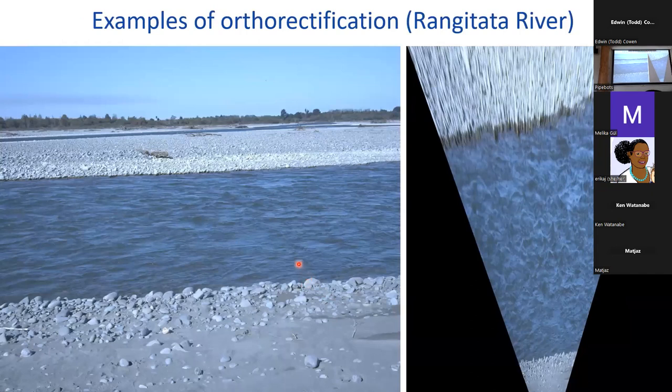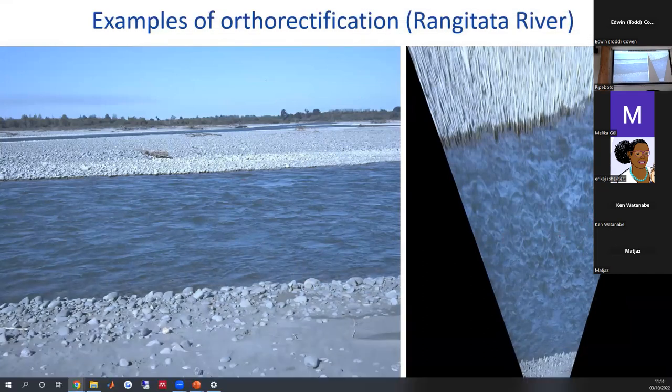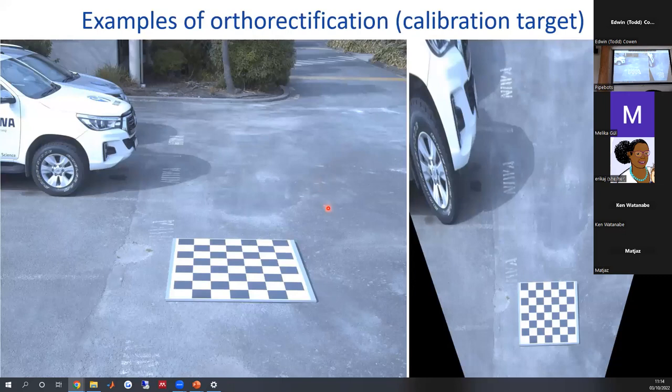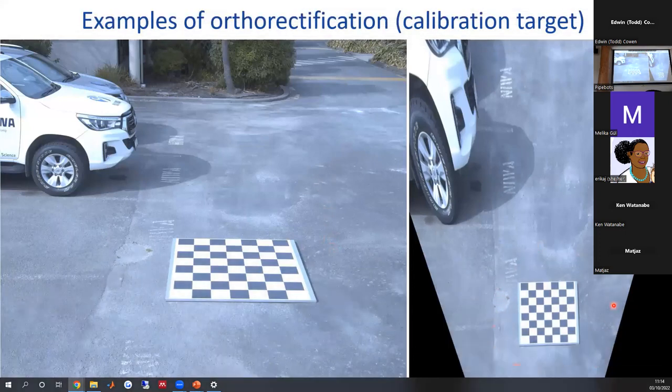So here are some examples of orthorectifications. This one is from New Zealand. This is just the example shown previously. Here's another example of orthorectification. This one is in the Newark car park, and it's nice and easy to visualize the orthorectification and see the checkerboard calibration target. So that project's well underway and going well, and it runs for 1 year, and so hopefully by the next surface velocimetry workshop, we'll have a good update with real world deployments of these systems.